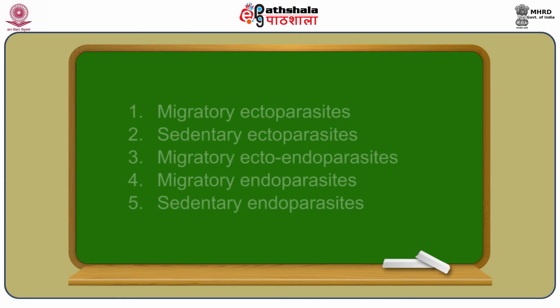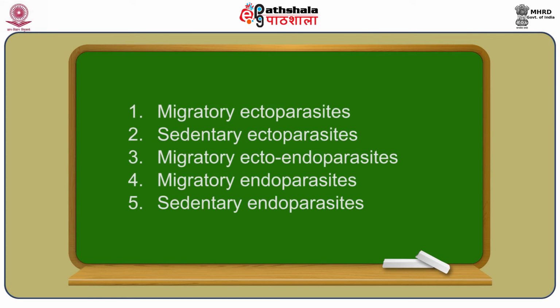And last but not the least, plant parasitic nematodes can be functionally classified according to their mode of action into above-ground feeders and root feeders. Within the root feeders, migratory ectoparasites, sedentary ectoparasites, migratory ectoendoparasites, migratory endoparasites and sedentary endoparasites can be distinguished.